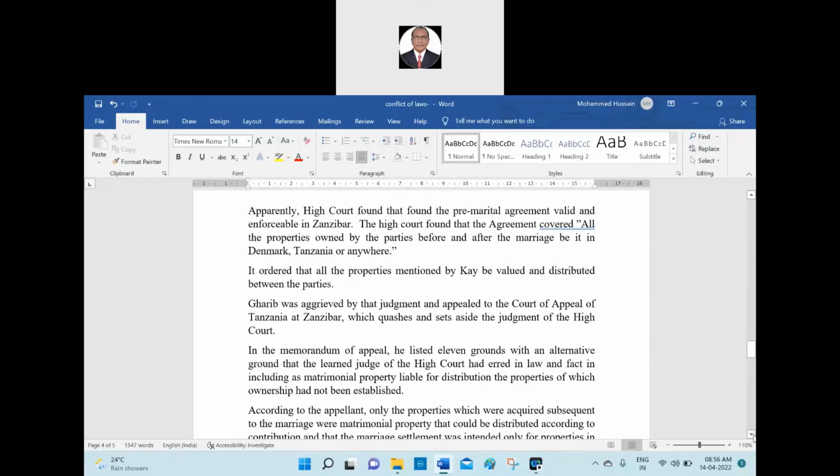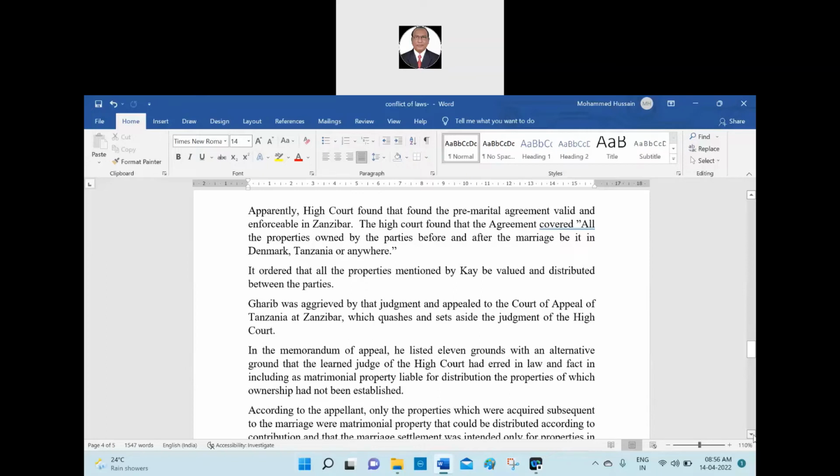Apparently, the High Court found the premarital agreement valid and enforceable in Zanzibar. The High Court found that the agreement covered all the properties owned by the parties before and after the marriage, be it in Denmark or Tanzania or anywhere.